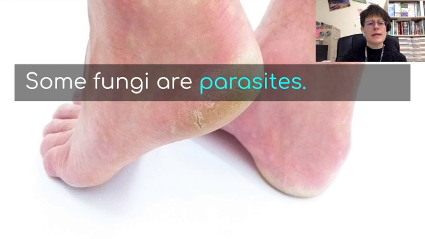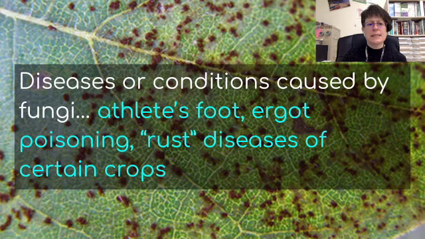Now, some fungi are parasites, like with athlete's foot. Other diseases or conditions caused by fungi are athlete's foot, ergot poisoning, and rust, or diseases of certain crops. In the background, you can see a rust forming on a leaf. Now, fungal diseases are responsible for killing the American chestnut and the American elm, which are now very rare trees in the United States.